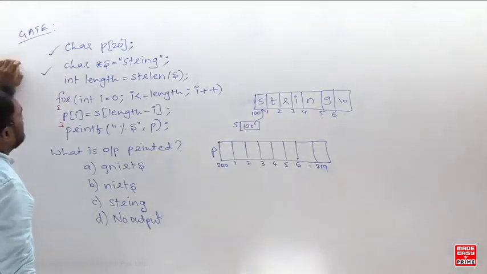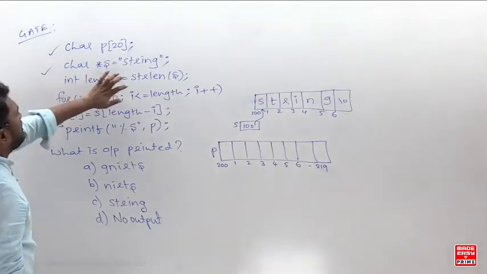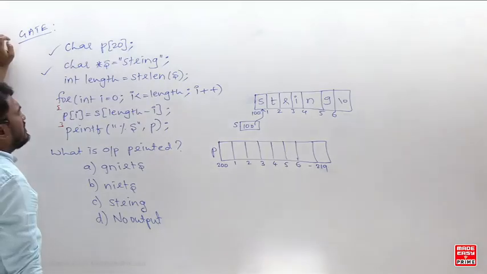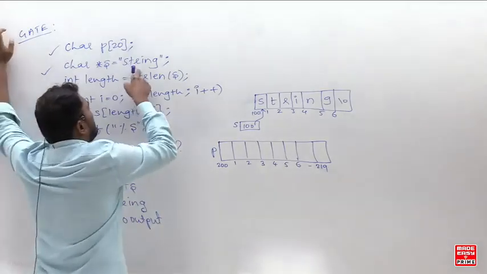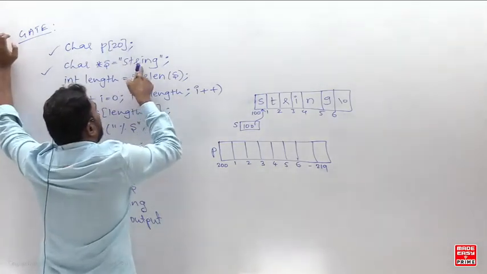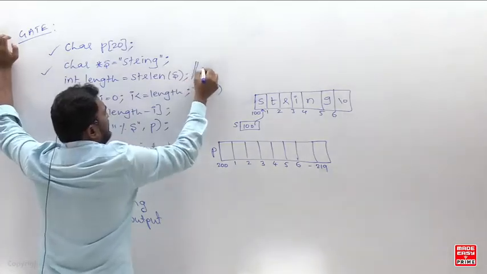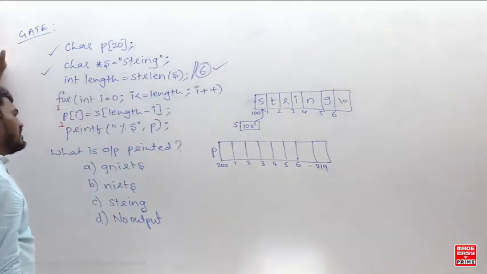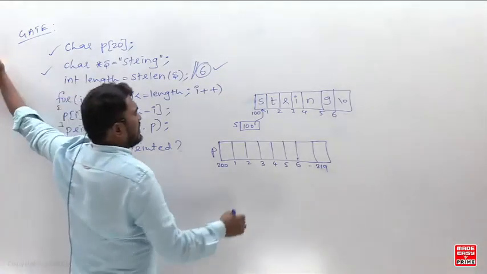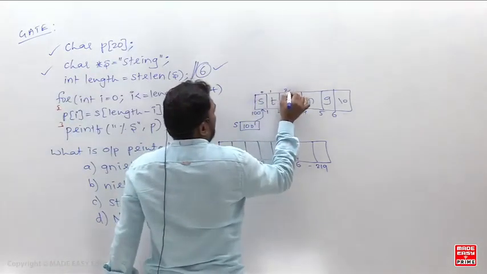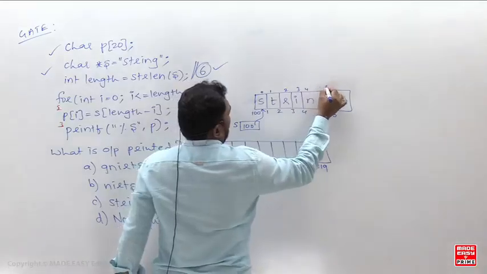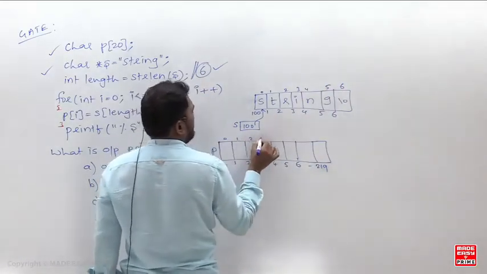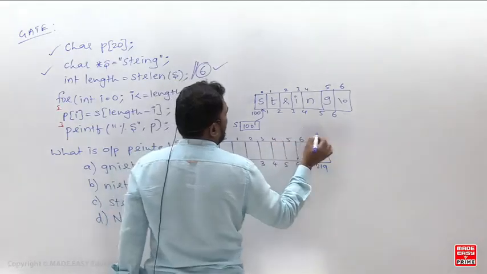So very clear, right? Next, integer length of strlen. We are finding the length of the string here. What is the string? How many characters does this string have? 1, 2, 3, 4, 5, 6. So strlen will give you the actual length of the string, that is 6. Okay, very good. So this is S of 0, S of 1, 2, 3, 4, 5, 6. And the same thing, this also P of 0, 1, 2, 3, 4, 5, 6, 7, like this.